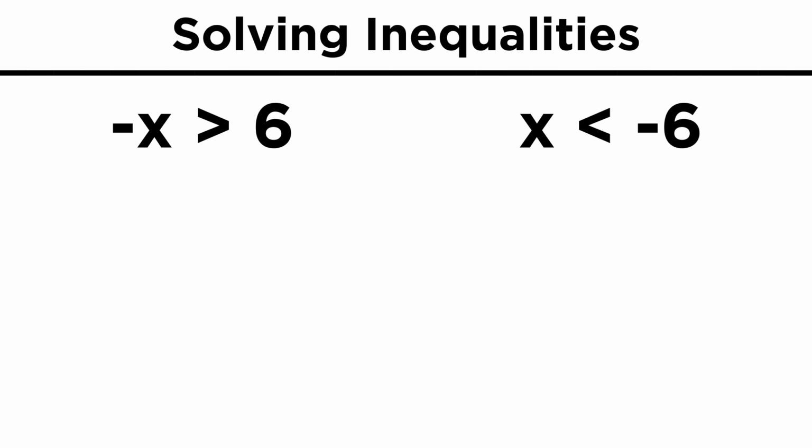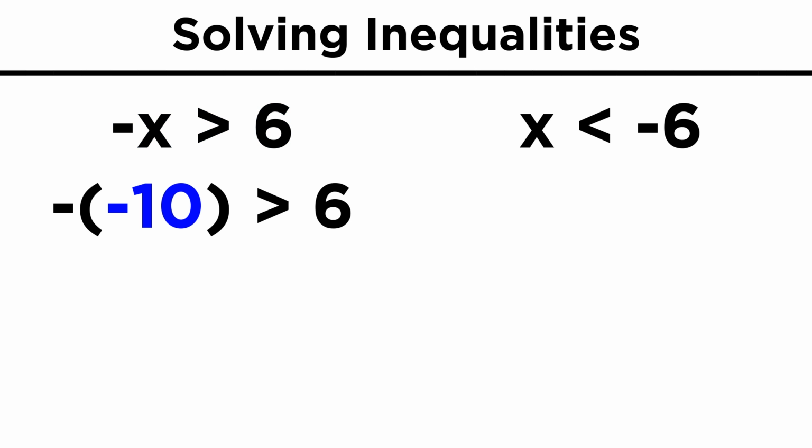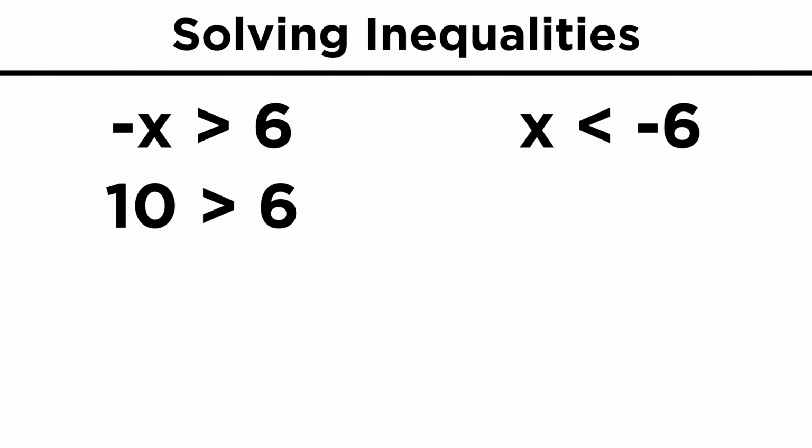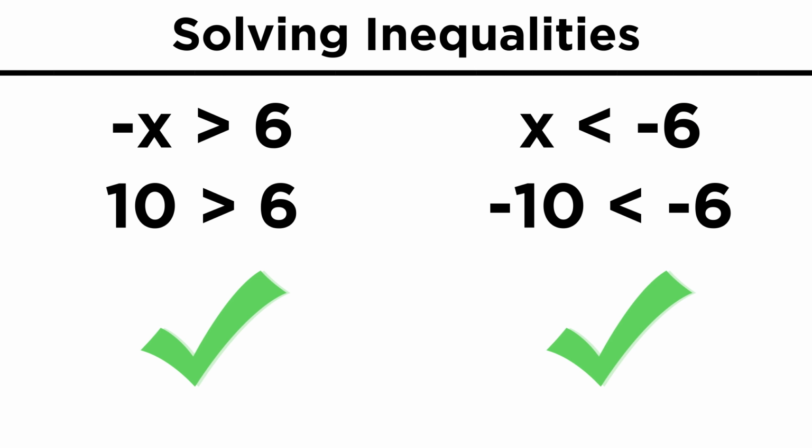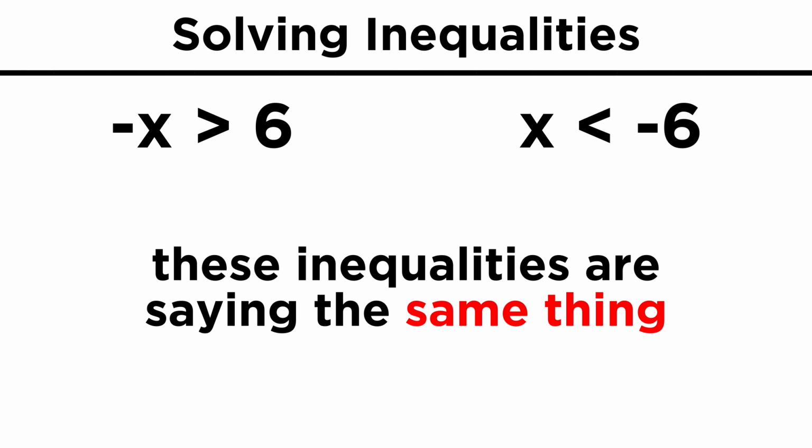To see why this is the case, let's test this solution. Take the first version and plug in negative 10. The negative version of negative 10, or the opposite of negative 10, is 10, and that is indeed greater than 6. Now with our revised version, negative 10 is also less than negative 6. So we can see that this flipped version is indeed the correct counterpart.